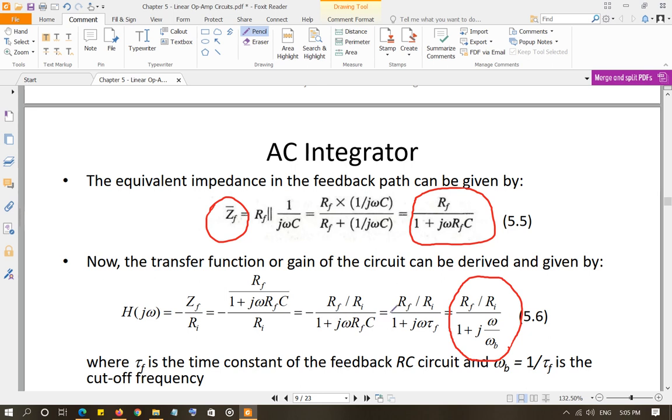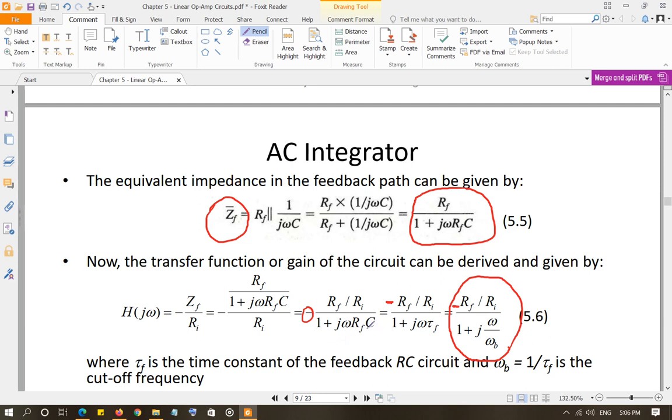There's a little mistake here. This is negative. I need to fix this. This is the negative sign which I forgot to put here, so make sure you fix it. I'll fix it in the notes as well. So that's negative RF over R input over 1 plus j omega RF C.